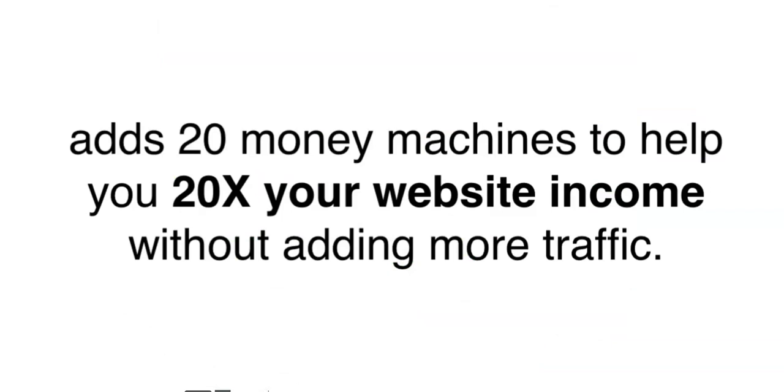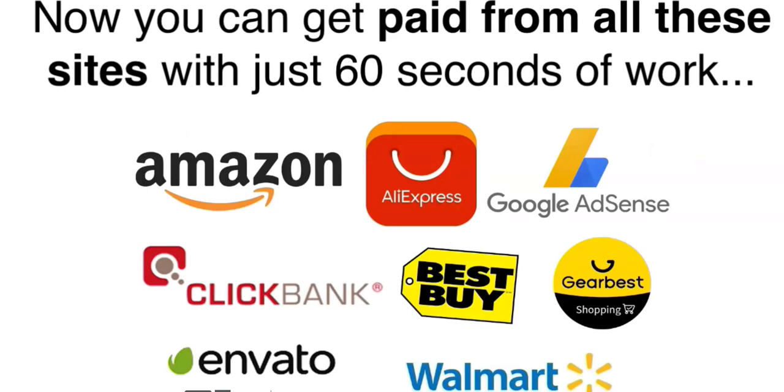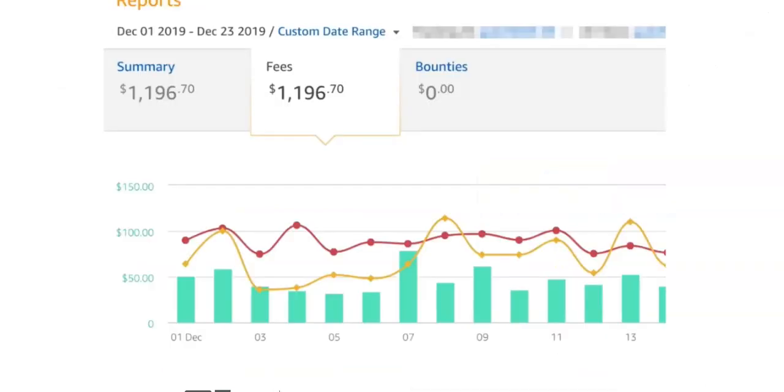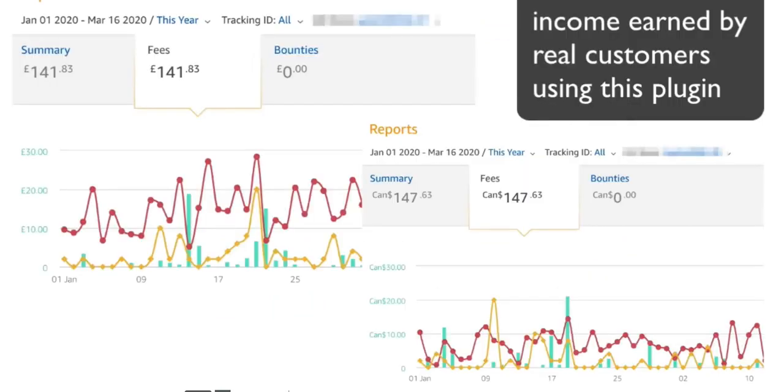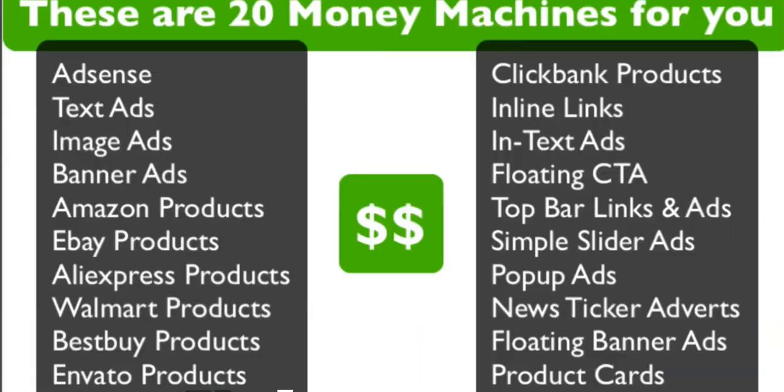Imagine getting paid from sites like eBay, Amazon, Walmart, Google, Best Buy, Envato, ClickBank, and many others every single month. Imagine getting payments like this into your account month after month. Imagine not making just $1 or $5 from your site, but hundreds of dollars without worrying about traffic. Yes, all this is possible by adding these 20 money machines to your site. That's exactly what WP Money Machine can do for you. Want to see how this works?